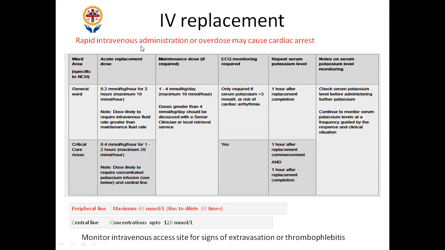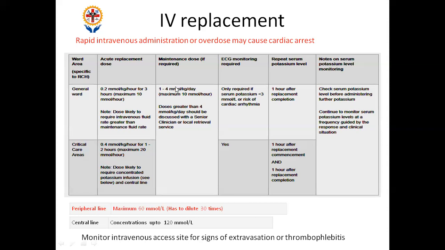So all children on potassium supplements need potassium monitoring at least once daily. That's all. That is the lesson you need to learn. So sodium management needs monitoring of sodium. Potassium management needs at least daily monitoring of potassium. Yes.